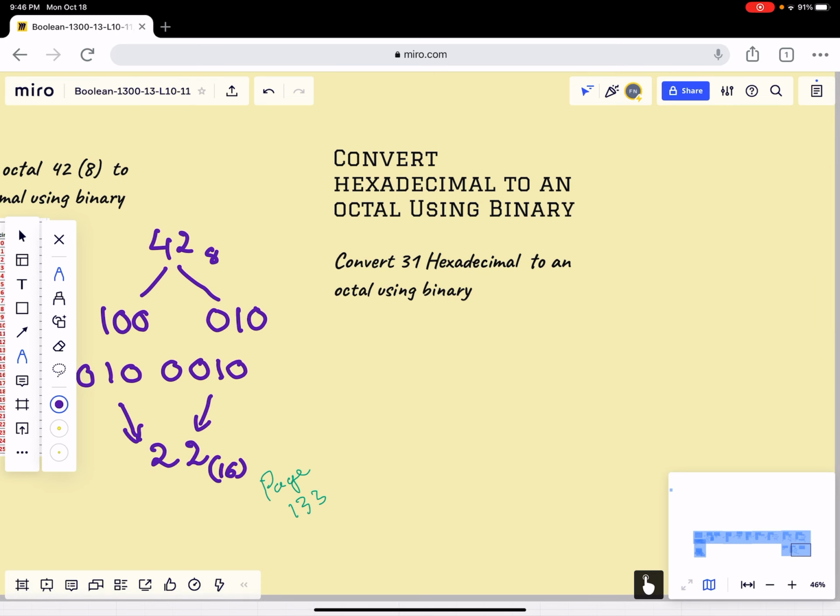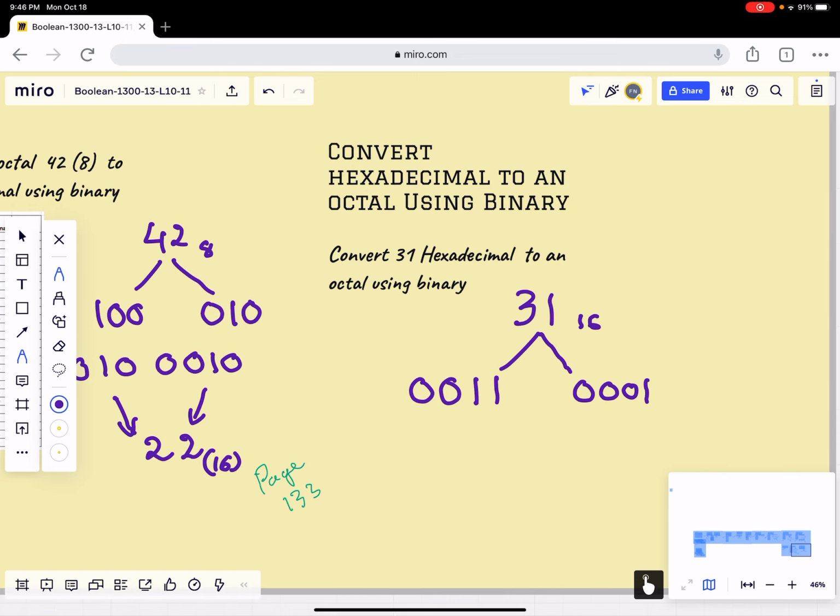Okay? Let's do another one. So what would happen if you convert from hexadecimal to an octal? So you got the other way around. So you got 31 hexa, right? You want to change to an octal, but using binary. So you know that for hexa, you got to have a 4 bits group. So 1 is 0, 0, 0, 1, and 3 is 0, 0, 1, 1. So that is 31 in hexadecimal. Now you want to change to octal.